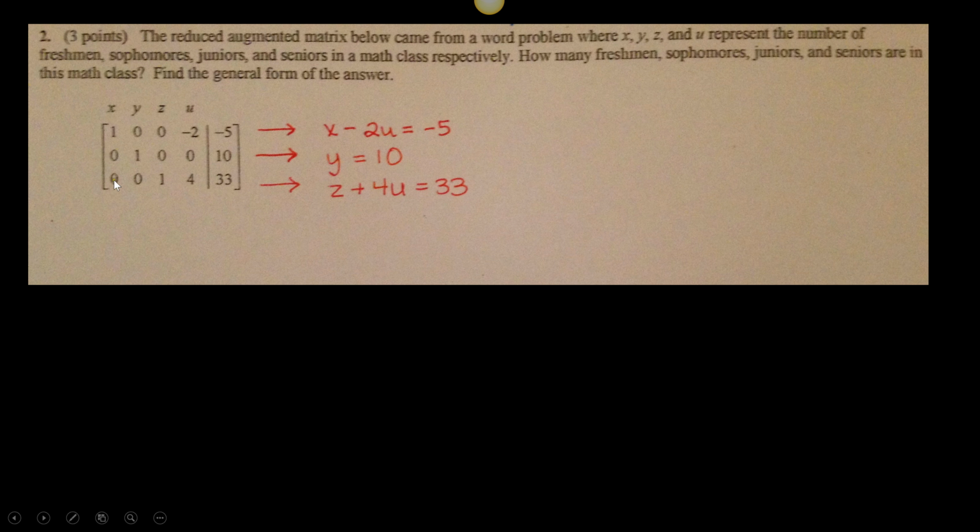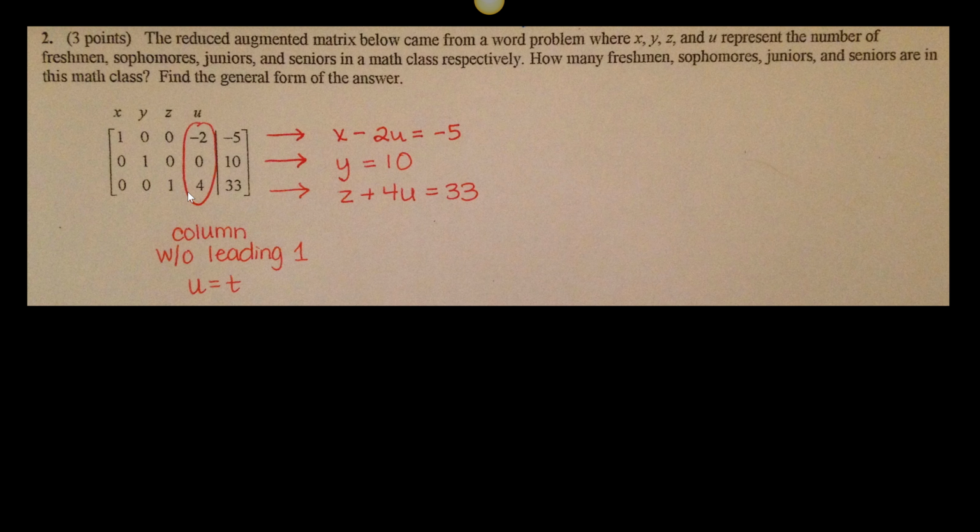And remember, we're going to look at the columns. If you look at the column for the variable x, the column for y, for z, and for u, I want you to decide which column does not have a leading 1. You should pick u. U does not have a leading 1 in it. Both x, y, and z all have leading 1s in their columns. U does not. Remember that this last column does not count. We only care about the columns that are associated with variables, not the column that comes on the other side of the equal sign.